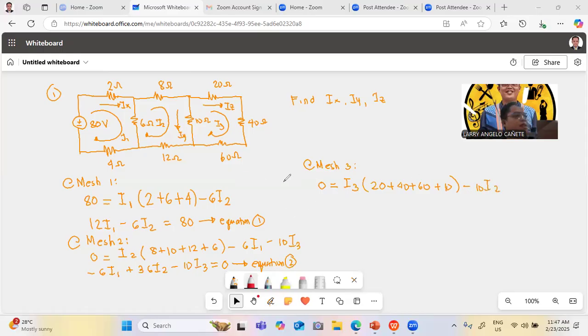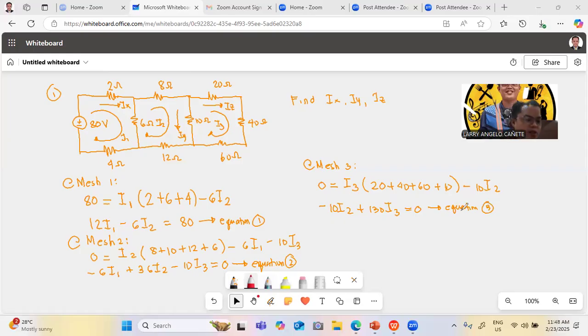I sub 2 because you are inside I3 and then this 10 ohms is on the mesh 2 side. So that's the reason I put here negative 10 I2. So finally, negative 10 I sub 2 plus 20, 40, 60, 120, 130. Okay, is equal to 0. Equation 3.